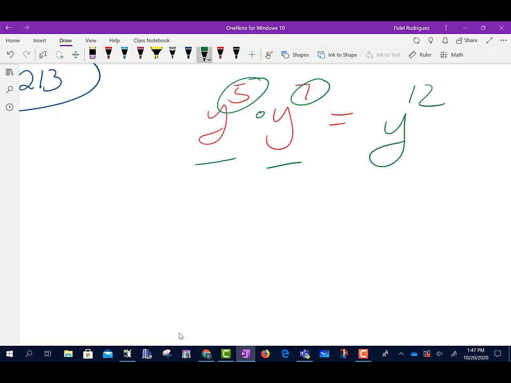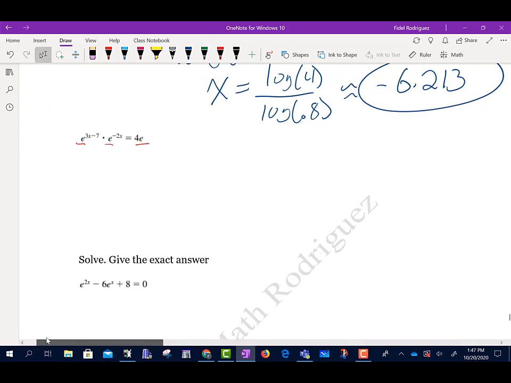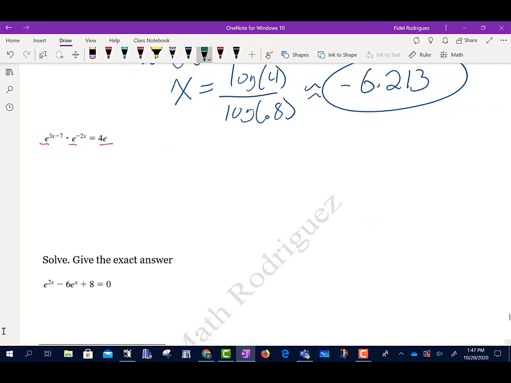We add them up. So the reason why I want to think about that is when I come back to the problem that I have, which is right there, I want you to notice we have the same base. What am I going to do with my exponents? We're going to add them together. Negative 3x plus 7 plus a negative 2x. Okay, I'll worry about this piece in a second. So if we combine our like terms, 3x minus 2x is an x, minus 7. So here we have e to the power x minus 7 is equal to 4e.